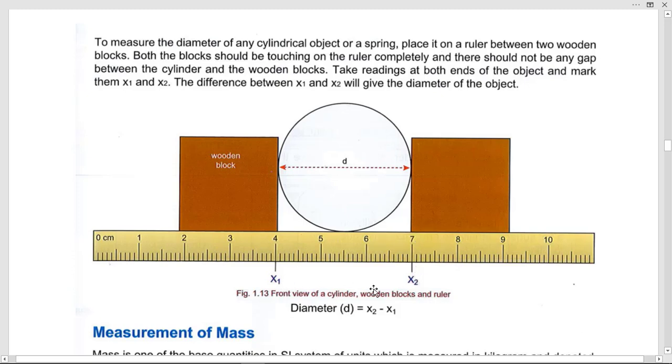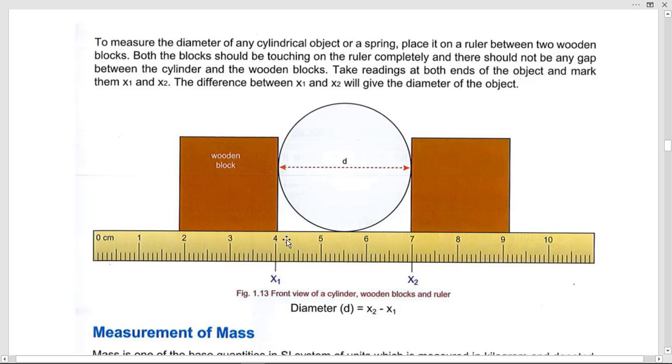Always take the initial point and the final point, regardless of where it is starting, from 0 or from 0.5. So you have to keep this in your mind: the starting and ending points. If they want to find the distance or the length of this ball, it is final minus initial. So what is the final? 7. What is the initial? 4. When you subtract them, what do you get? 3. 3 is the answer.